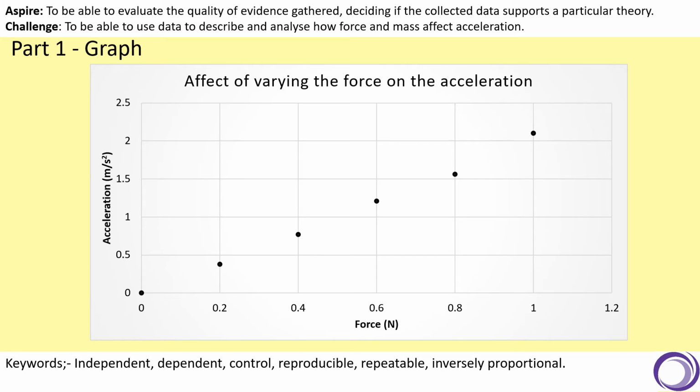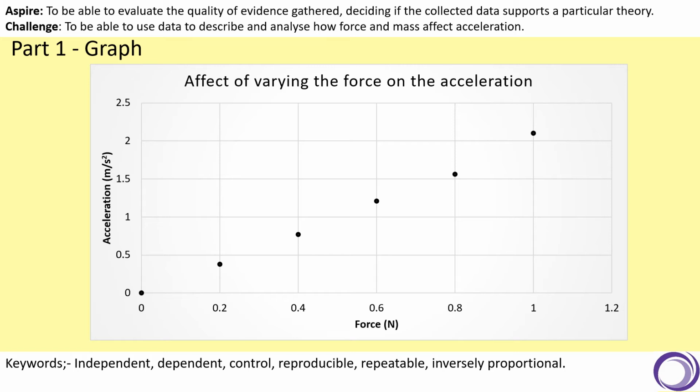Plotted then for you. If you get time, you can plot your own. Force along the bottom. So the force in newtons there is the independent variable. It's the thing that we changed. Then on the y-axis, we've got the acceleration, so that's the dependent variable. Remember in this experiment that the mass is kept constant, the mass is a control variable. We see we've got a nice straight line there.